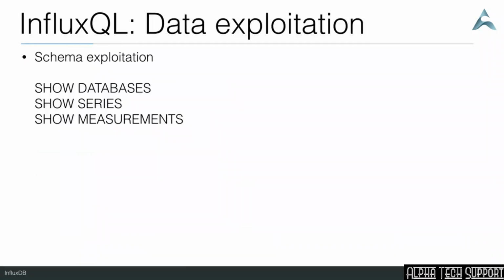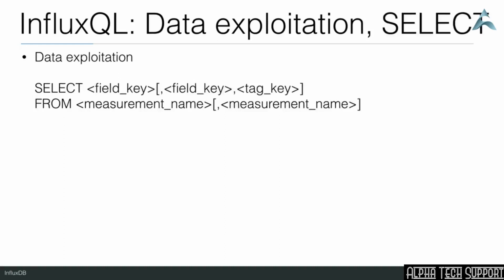You get some schema exploration queries here. And they always start with show. Show databases, show series, show measurements. Now we're going to talk about the select statement. This is used for the data exploration. You can see select field key, tag key from a measurement name, or multiple measurement names.